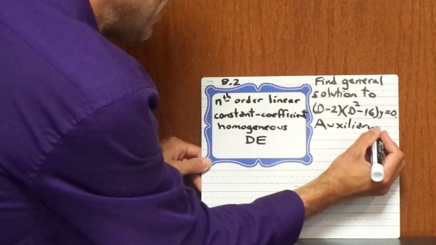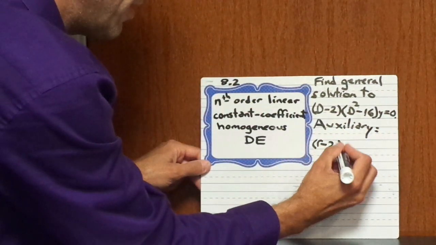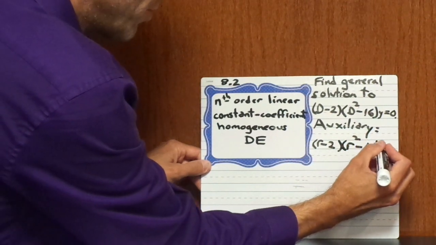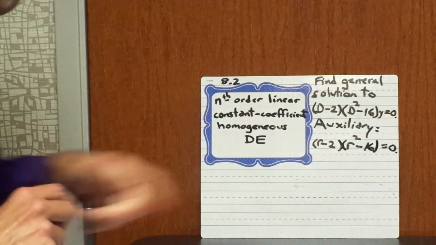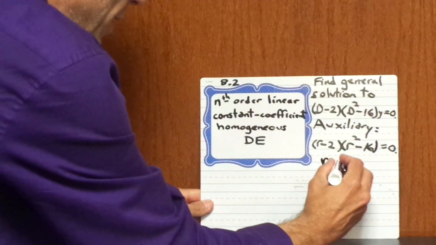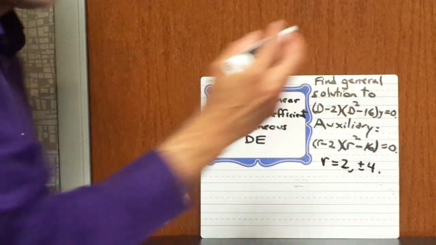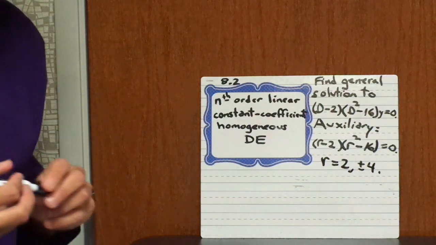remember, it's really easy to write down the auxiliary equation. You just change all of the D's to r's. So r minus 2, r squared minus 16 equals 0. And what we have to do is solve for r. And there are 3 values of r. In this case, because it's been partially factored for us, it's very easy to get those roots. Just 2, 4, and negative 4.